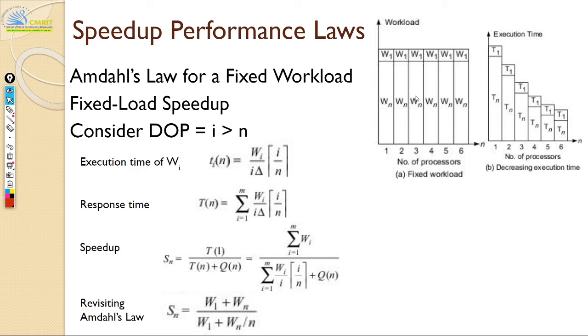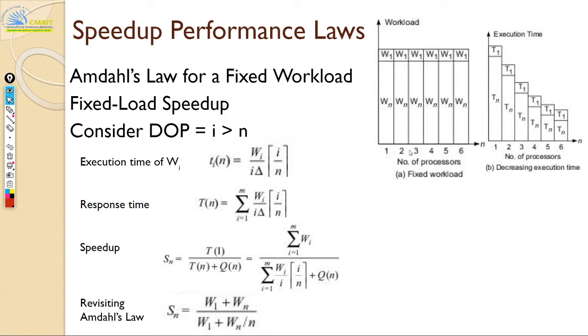Okay, so now let's look at this graph. This is what the fixed workload means, right? For Amdahl's law, you just assume two scenarios. One is the sequential part, the other one is the parallel part. The sequential part is represented by W1 and the parallel part is Wn.